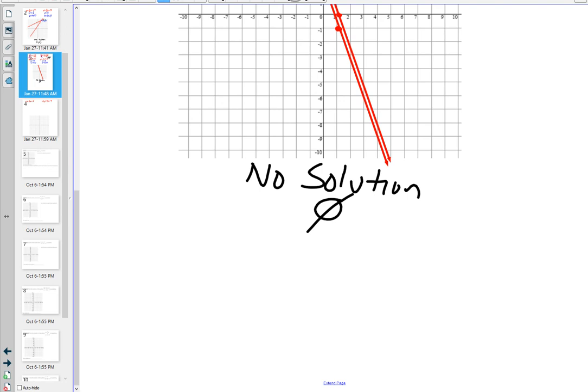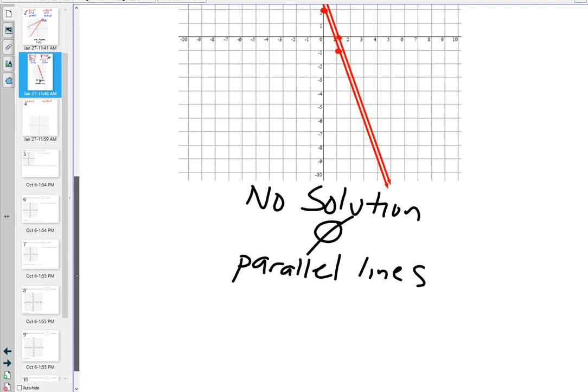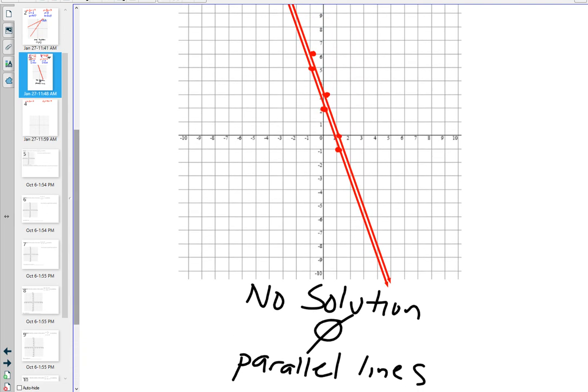If they were to ask you for a reason why there's no solution in your graphing, you would say it's because the lines are parallel. Intercept, like in football, like an interception. Intersect.